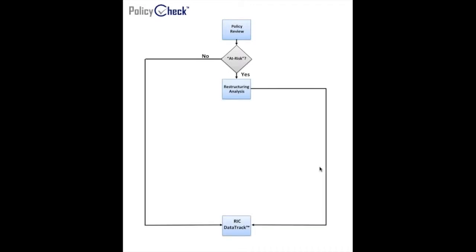So the first step is we do the policy review, and the objective, once again, of the policy review is to determine if the policy is at risk. If the policy is not at risk, then you can follow the flow chart down to the left, and you can see that that information gets deposited in the data track. It's available for the trustees, and next year when they do another policy review, there'll be a second one in data track just with the new date. If the policy is at risk, that's where we move into the restructuring analysis. And the restructuring analysis, win, lose, or draw, is always uploaded into DataTrack for the benefit of the trustee.